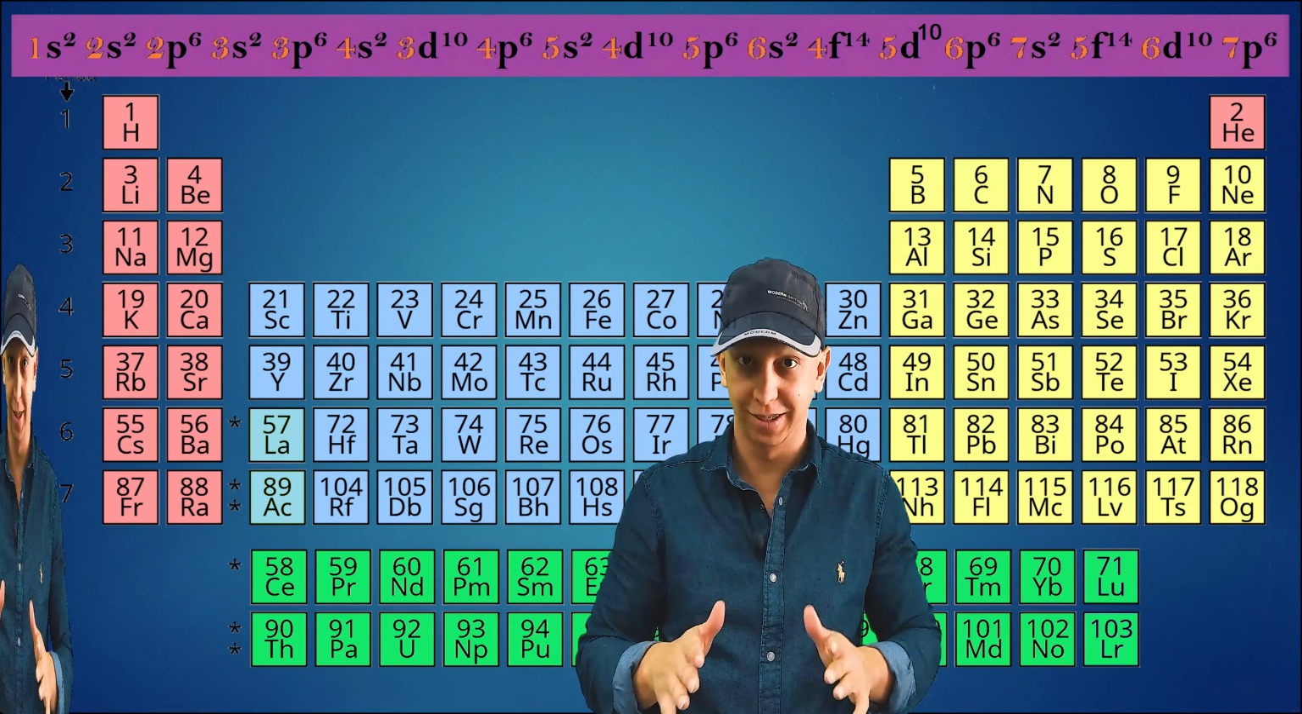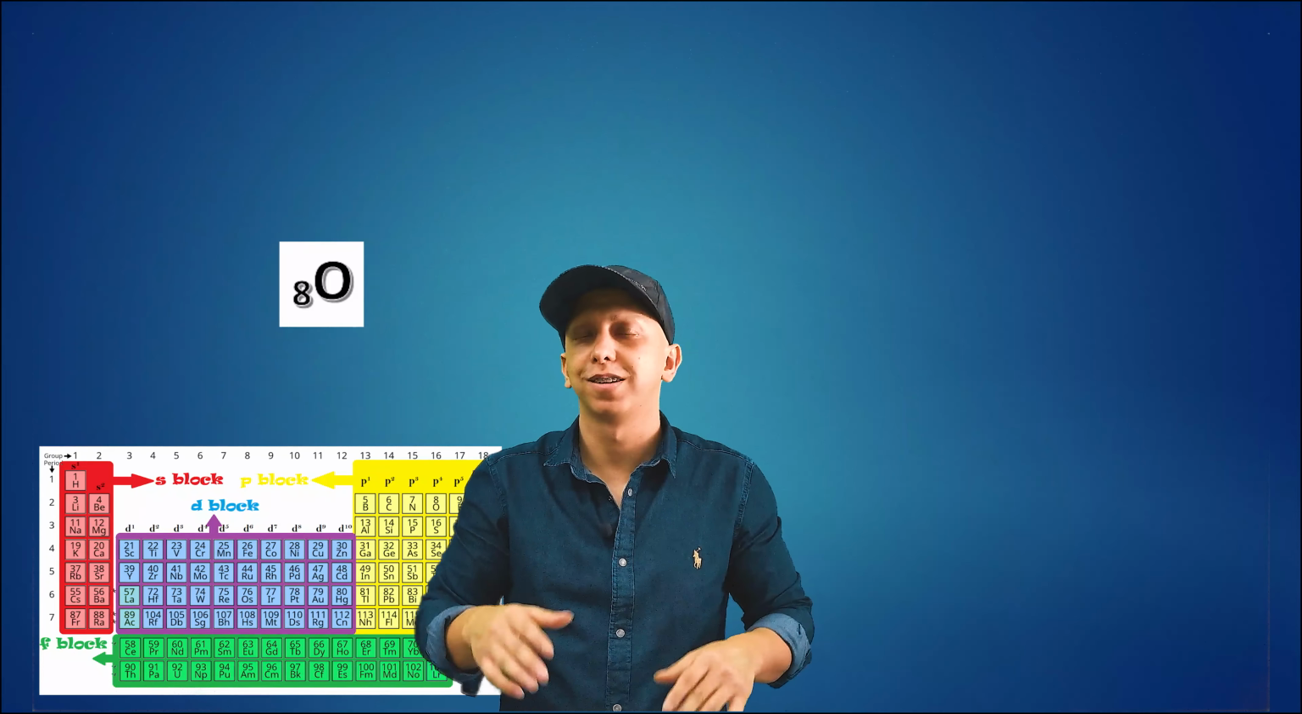Now it's time to find out the place of any element in the periodic table with help from the electron configuration and blocks in the periodic table. Let's do it. First, I choose oxygen. If we don't know where the place of oxygen in the periodic table is, how could we find it? It's so easy. Let's write its electron configuration.